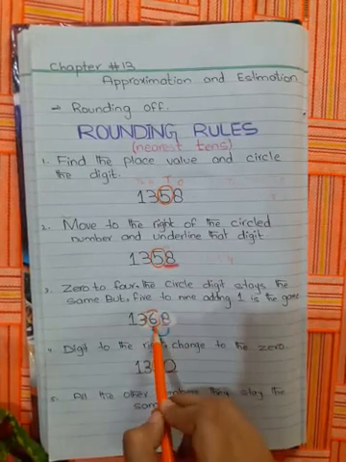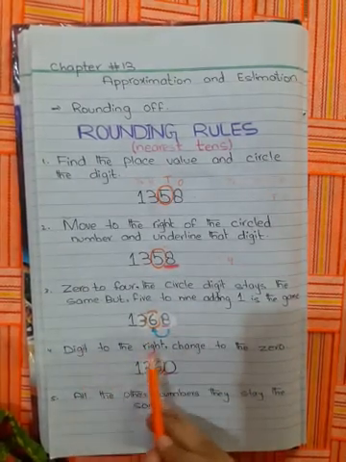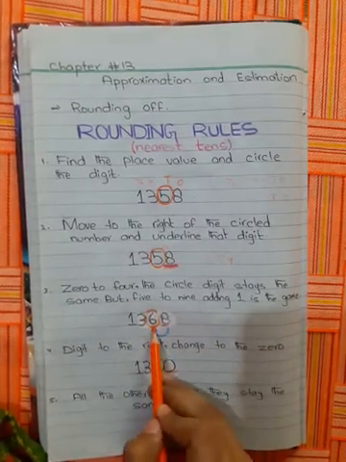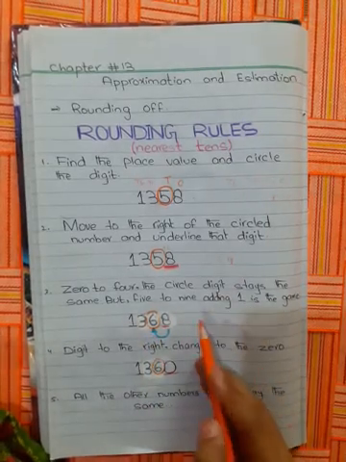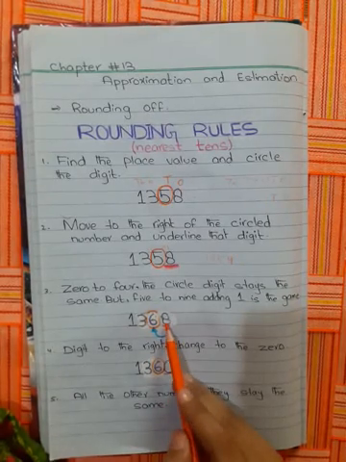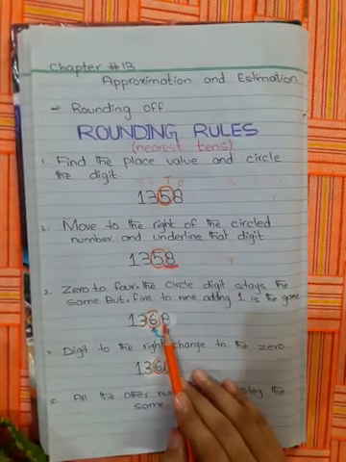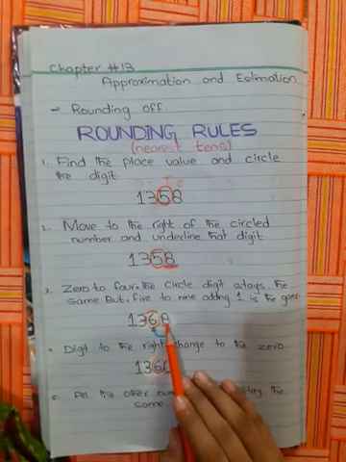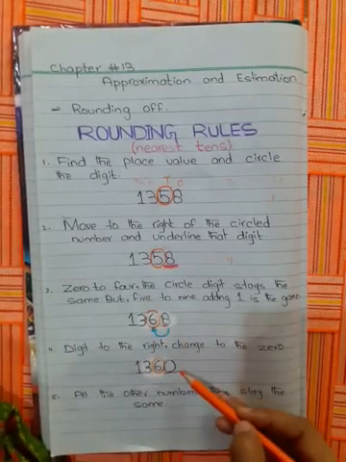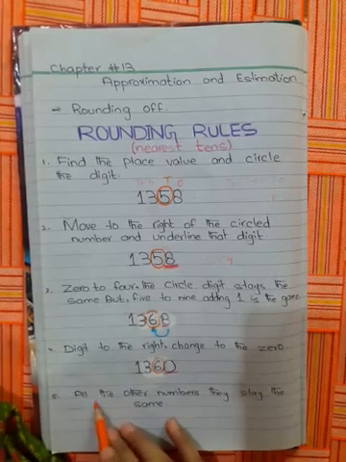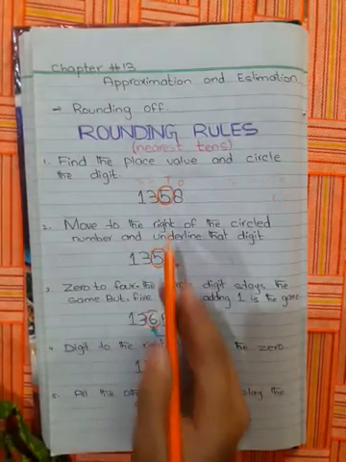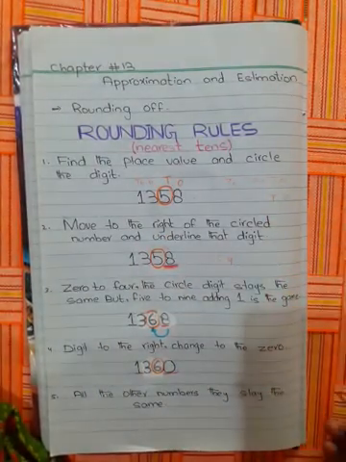That was rule number 3, and now comes rule number 4: the digit to the right changes to 0. When you add 1 to the circled digit, the digit which was underlined becomes 0, like we did here, right? When the underlined digit is 5 or greater than 5 and you are adding 1 to the circled digit, that digit will become 0. And all the other numbers stay the same. So these are the 5 rules of rounding off.